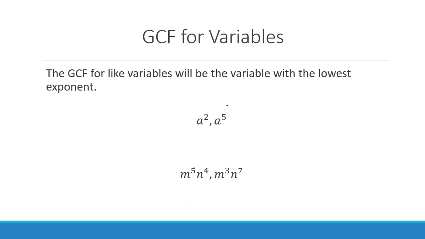Now what about variables? The GCF for variables will be the variable with the lowest exponent. So which one of these would go into each other evenly? It would be the lowest one. So a squared will go into a squared, and a squared will go into a to the 5th. So a squared would be my GCF here. If you have multiple variables, you look at each variable individually. So m, the lowest one, is going to be m to the 3rd. N, the lowest one, is going to be n to the 4th.